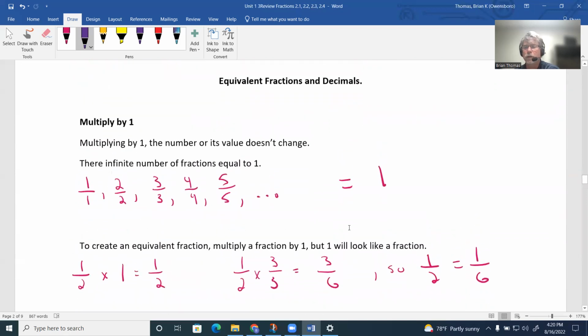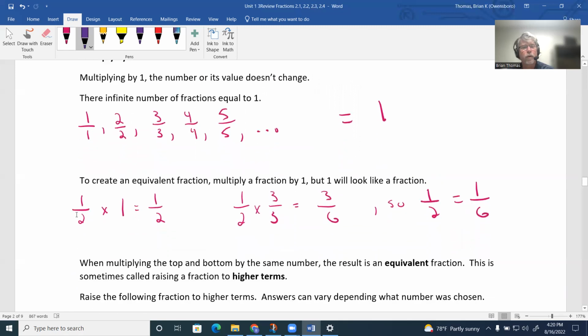So next thing we get into is equivalent fractions and decimals. One thing we have to remember is multiplying by 1. When multiplying by 1, the number or its value does not change. Now, there are an infinite number of fractions equal to 1. So notice if I put 1 over 1, 2 over 2, 3 over 3, 4 over 4, 5 over 5, and so forth, all those fractions would equal 1. As long as the numerator and denominator are the same, that's the same thing as 1.